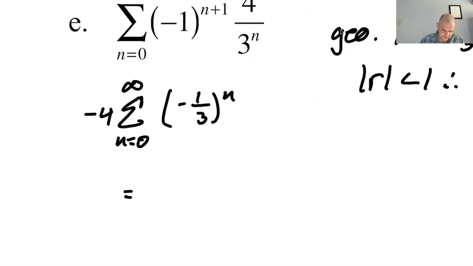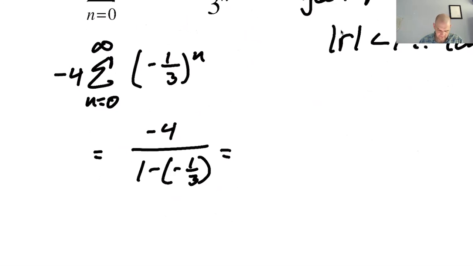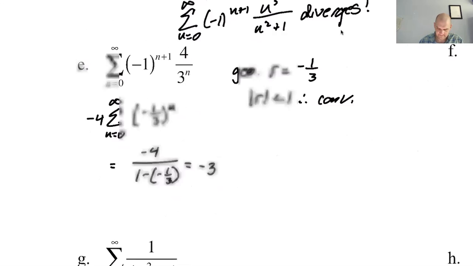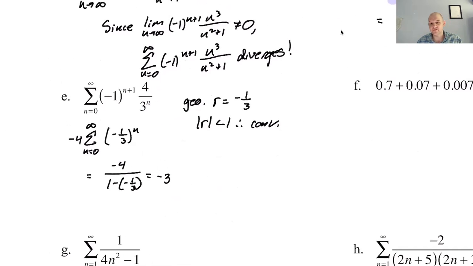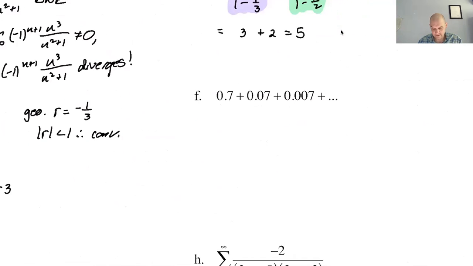All right, first term, plug in 0, you get 1. So times -4, -4 over 1 minus -1/3, which is 4/3, so -3, I think. We could check pretty much all of these on the calculator if we wanted to. I don't know if I do, but we can.